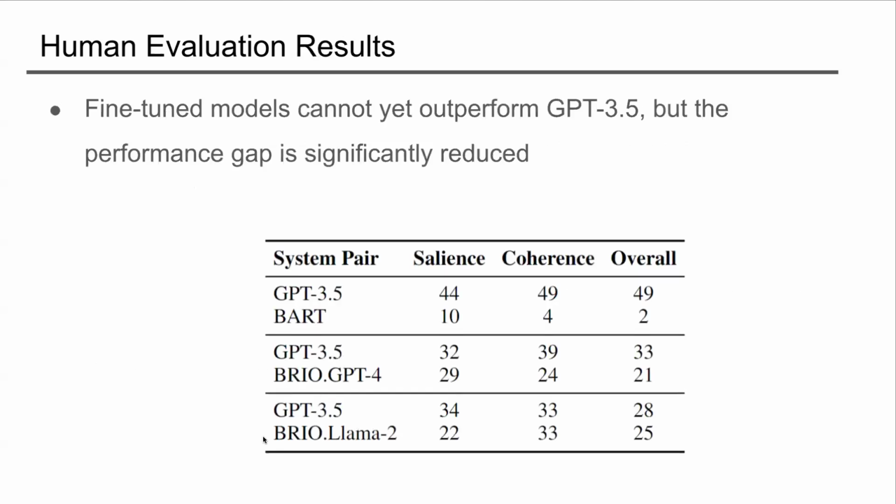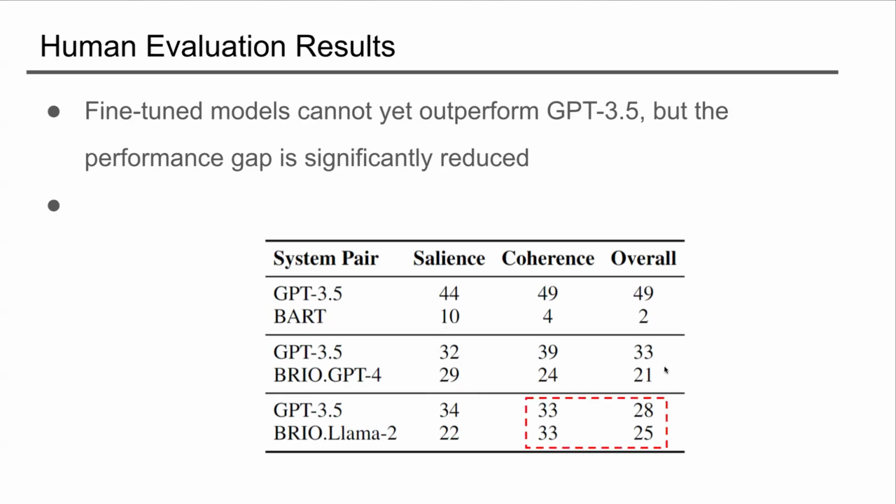And here we see that there is still a gap with GPT 3.5. We still see large improvements compared with BART. Here, for example, BART wins only 10 cases, but our model gets about 29 cases in terms of salience, and the overall score is closer. So while we can close the gap, we are not outperforming GPT 3.5.